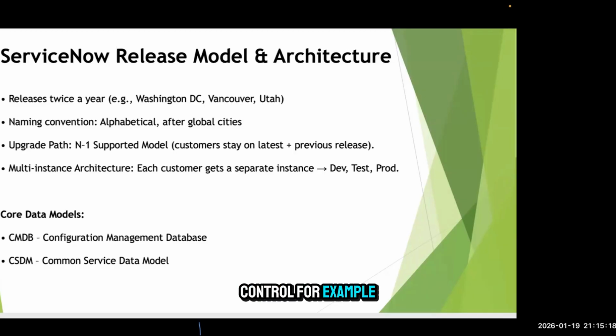control. For example, if we are doing something related to grooming in a salon, right? We don't do that in the kitchen of a food outlet. Why? Because both things are different. That is exactly how ServiceNow's multi-instance architecture works.